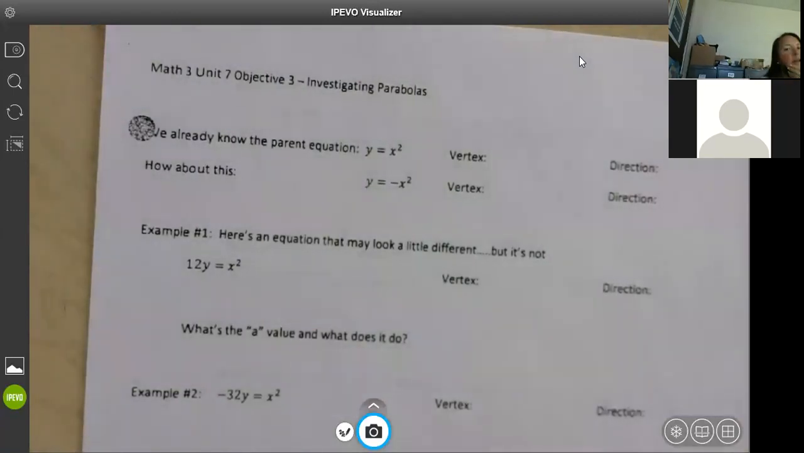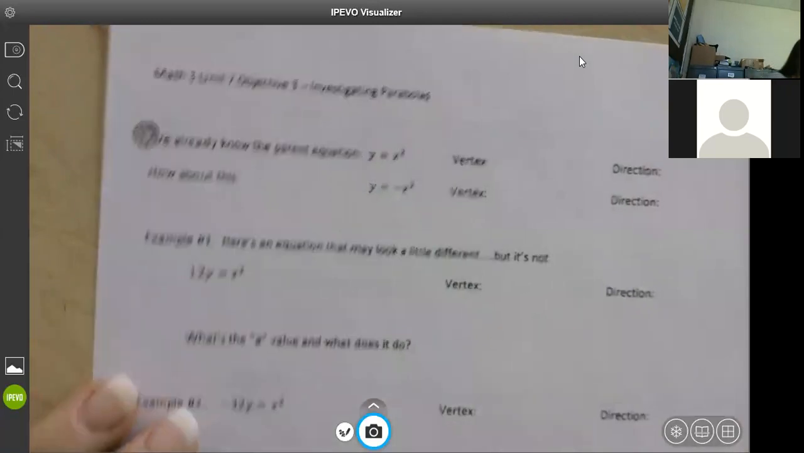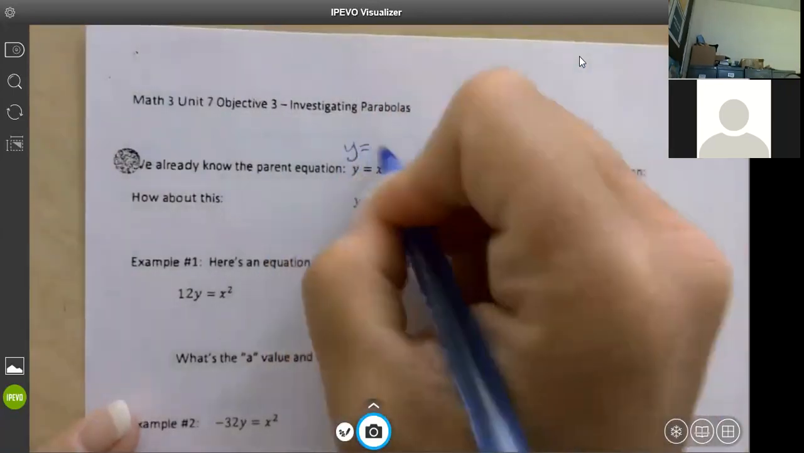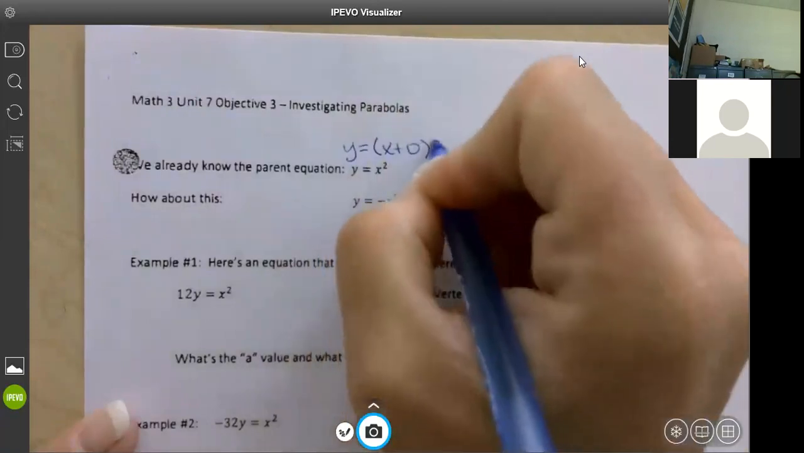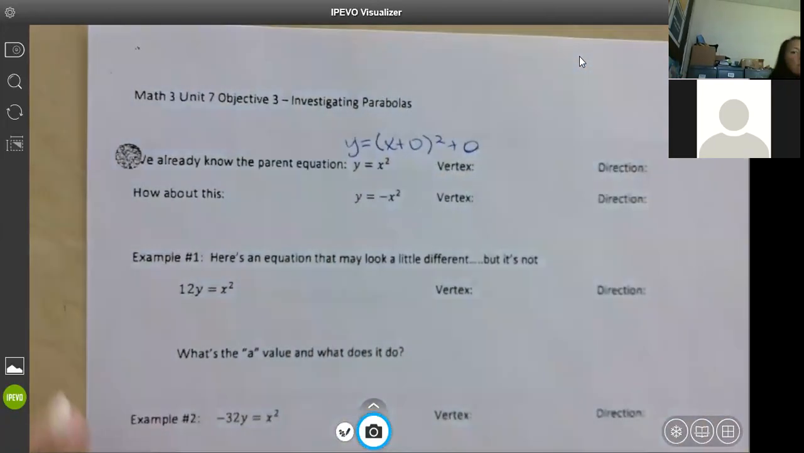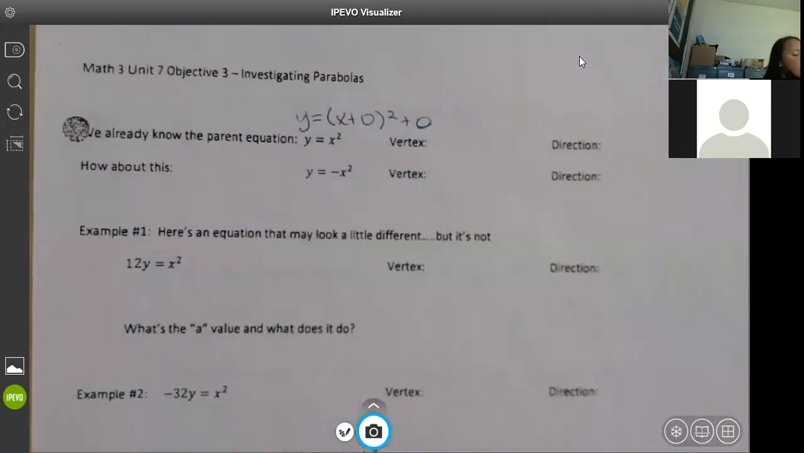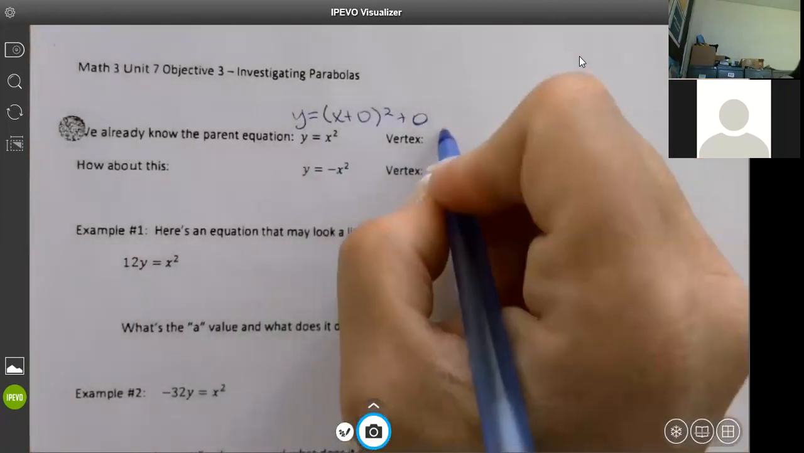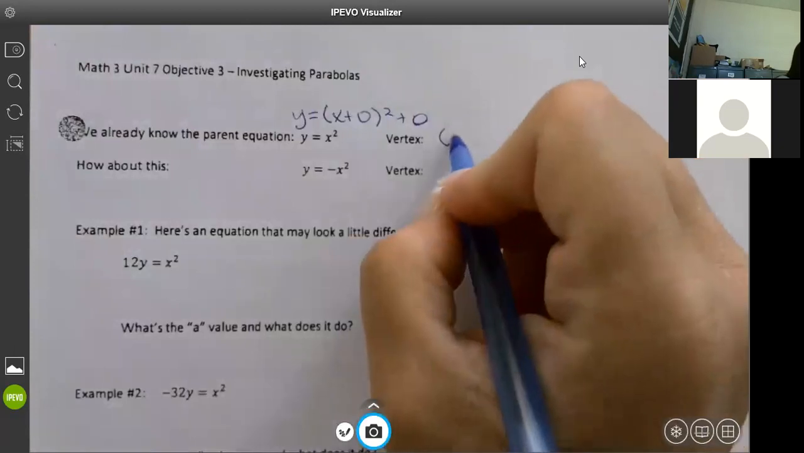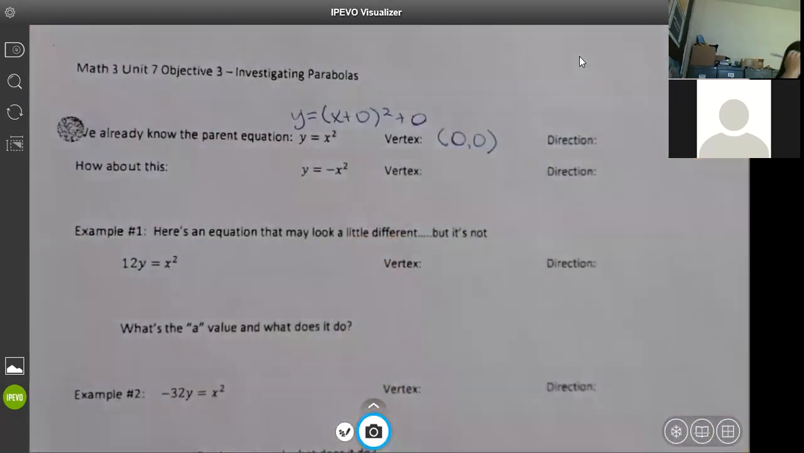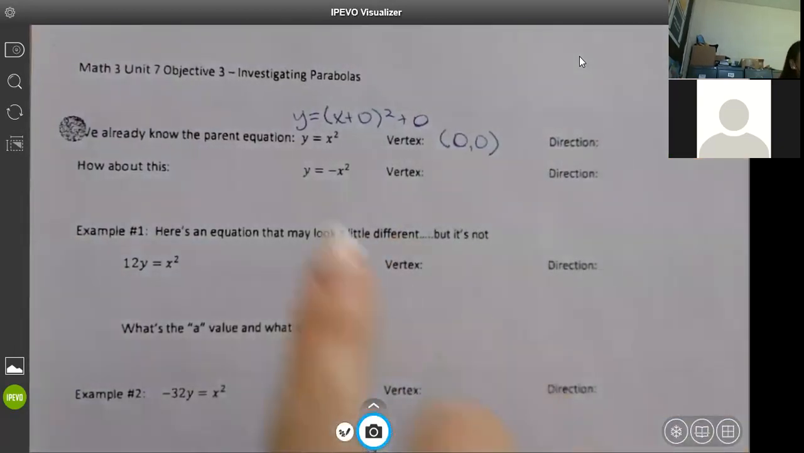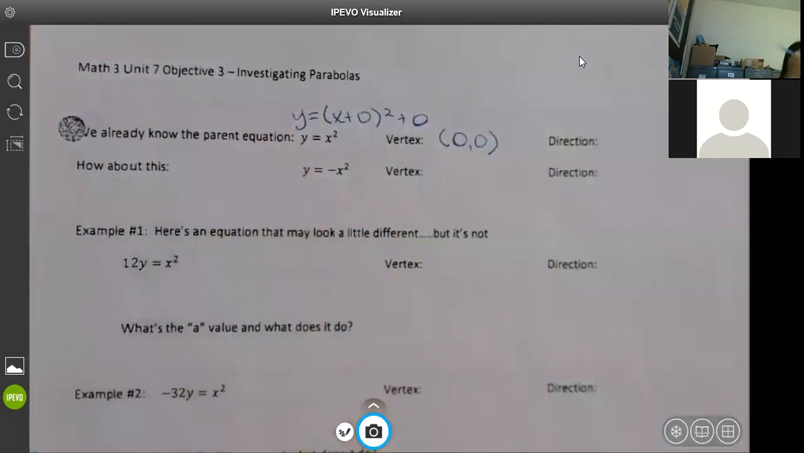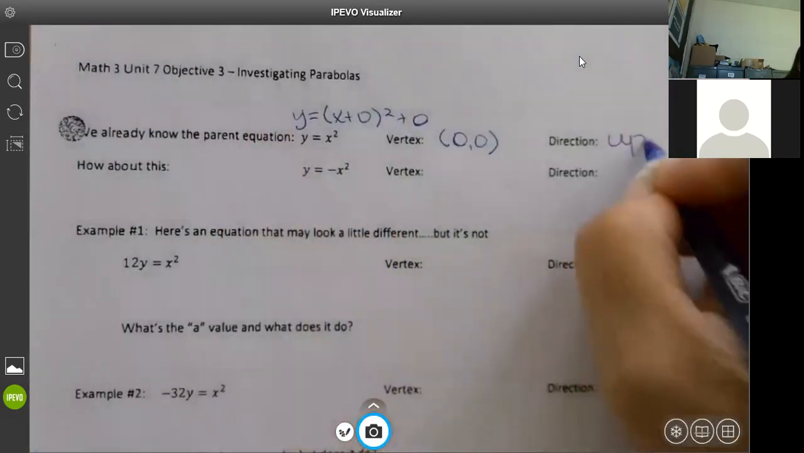So we already know the parent equation of y equals x squared. Remember, if we rewrite that, it would look like this. So our vertex would be what? The same thing you just did on your sheet. So what's your vertex be? 0, 0. Which direction would it open? It's y equals, so it's either up or down. And it's up because it's positive.